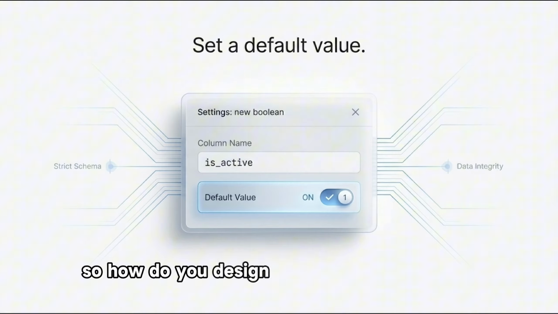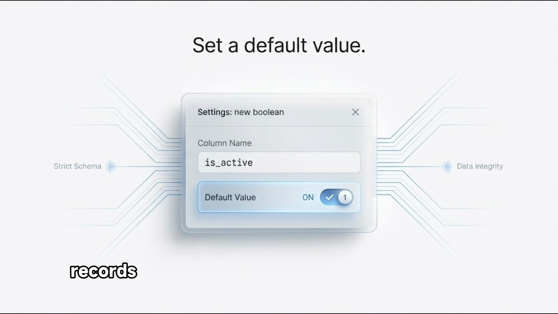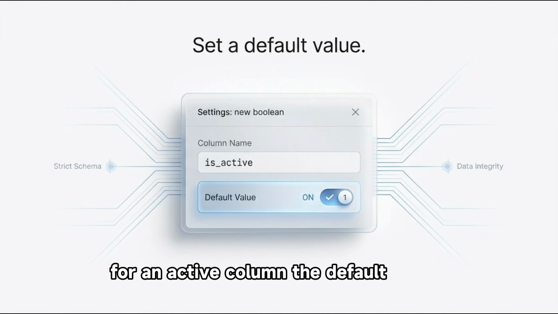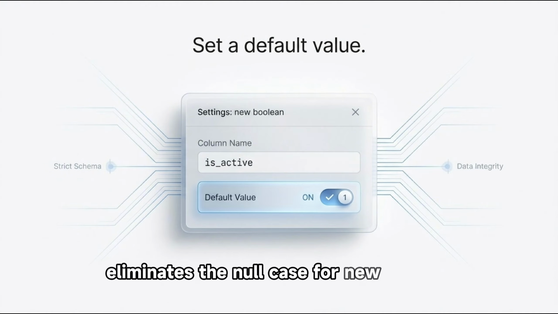So how do you design boolean columns safely? The first rule is to set a default value on every boolean column. When the column is created, decide what is the default state. For a deleted column, the default is false. Records are not deleted unless explicitly marked. For an active column, the default is true. Accounts are active unless explicitly deactivated. Setting a default eliminates the null case for new records.